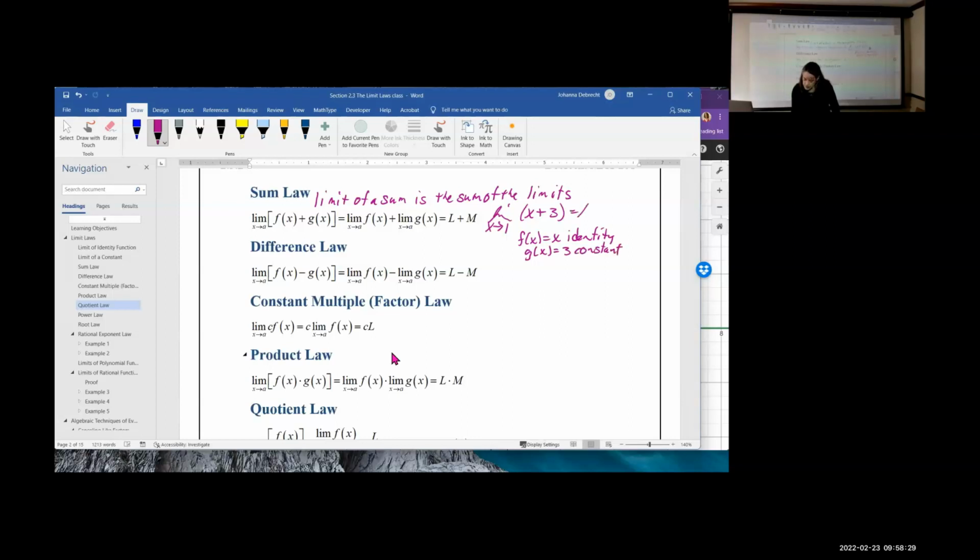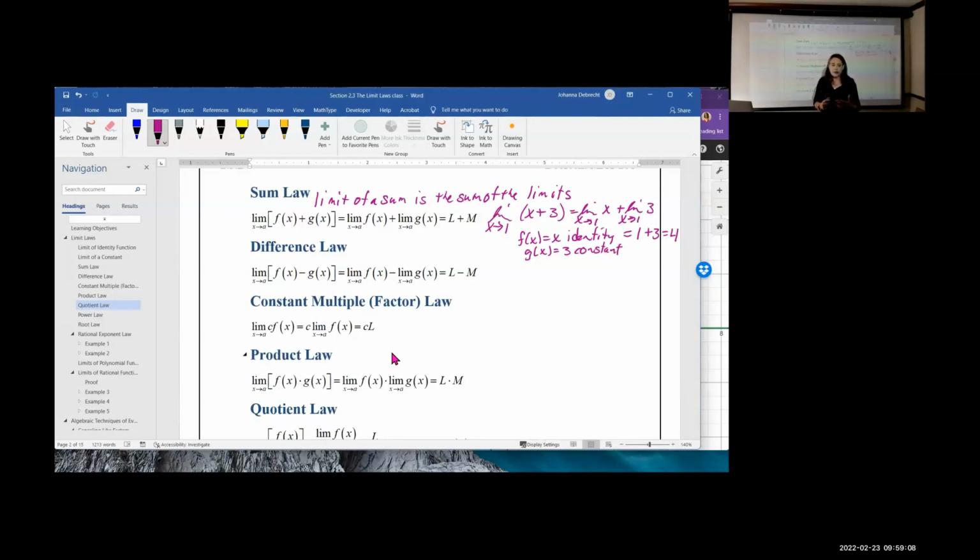And this says I can split it into two limits: the limit as x approaches 1 of the identity function plus the limit as x approaches 1 of the constant function. Well, I know what the limit of the identity function is. It's the same value that x is getting close to, because what you put in is what you get out. So this would give me a 1. And the limit of a constant function is the constant. So I get out a 3. And this says the value then becomes 4. So I'm able to split it up.